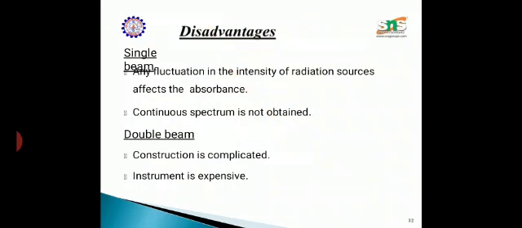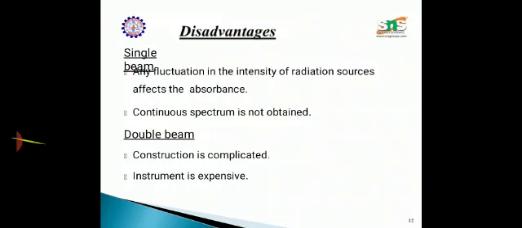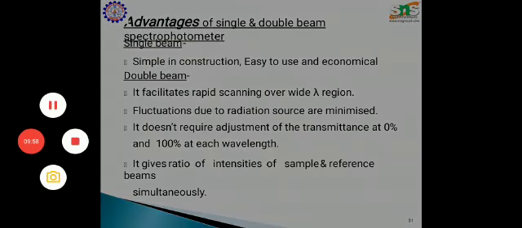In the single beam, the disadvantage is that any fluctuation in the radiation source will affect the absorbance. A continuous spectrum is not obtained. In the double beam, construction is complicated and the instrument is expensive. The single beam instrument is very simple and the cost is very low, but in the double beam the cost is very high. So thank you. With this, we finish this one and we go for the next class.